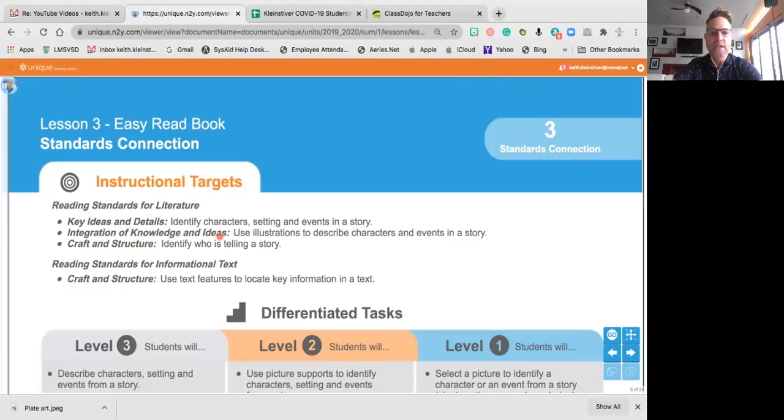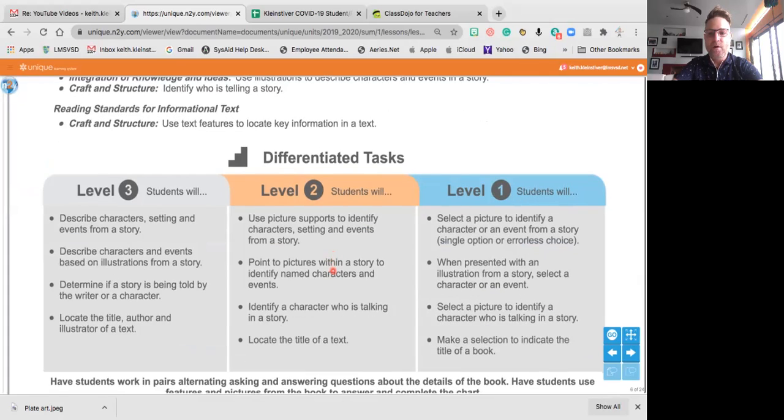Integration of knowledge and ideas. Use illustrations to describe characters and events in a story. Craft and structure. Identify who is telling a story. Reading standards for informational text. Craft and structure. Use features to locate key information in a text.